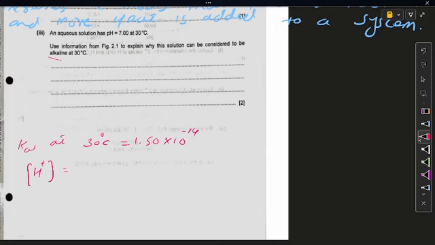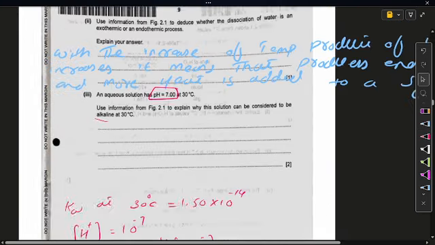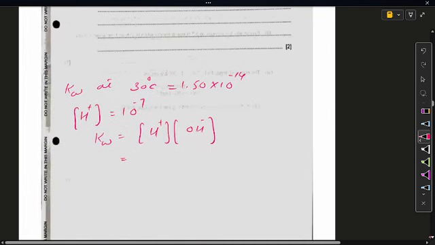Its pH value is 7. So it means that I can write 10 raised to the power minus 7 by using the pH concept. So H positive concentration is 10 raised to the power negative 7. I can use the expression of Kw now, that is H positive times OH negative. Kw is given to me, that I calculated from the graph, and it is 1.50 times 10 raised to the power minus 14.